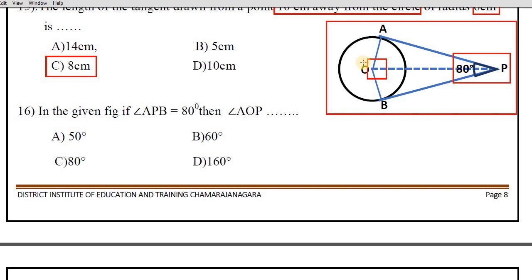100 degree. Why? These two angles, this angle and this angle, sum will be 180 degree. If this is 80, then this full angle has to be 100 degree. So, this full angle is 100 degree, means this angle has to be 50 degree, because these two angles are equal under CP/CT. Therefore, AOP will be how many degrees, children? That is 50 degree. So, option A is right.